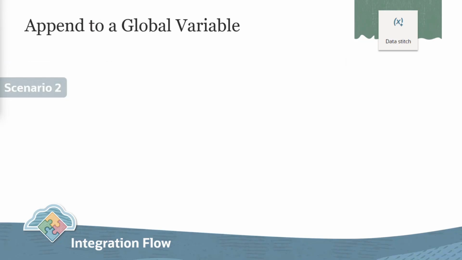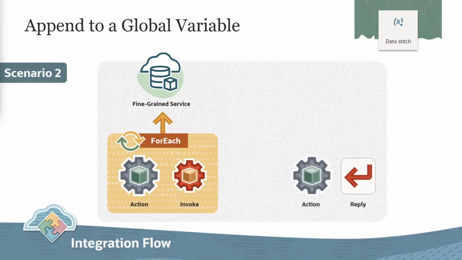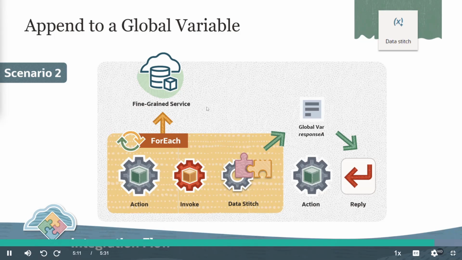The second scenario involves building a message payload that perhaps aggregates multiple data items. Suppose you're invoking a fine-grained service several times within a for each loop. Then for each response, you can use the data stitch action to append that data to a complex data type global variable as an array of items. When a loop is complete, you can then use that variable to provide a full message payload response containing all the data items as the reply.